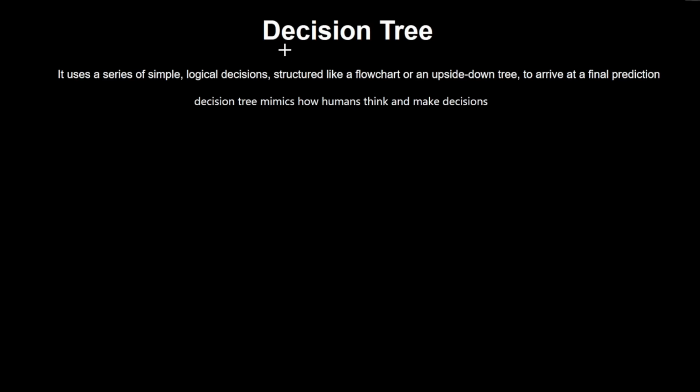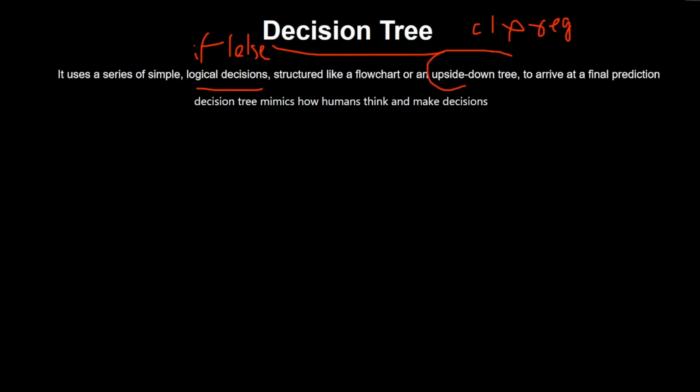Let's talk about decision tree. It's a machine learning algorithm which can be used for both classification and regression. It uses a series of simple logical decisions like if-else statements, structured like a flowchart or an upside-down tree, like that tree data structure, to arrive at a final prediction.